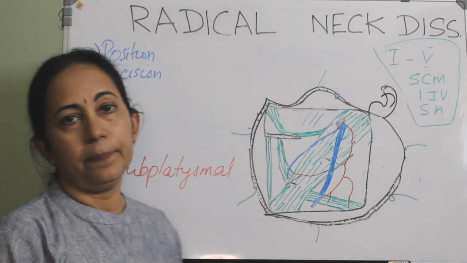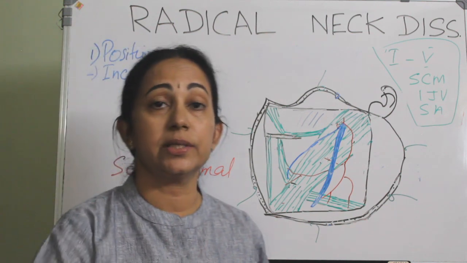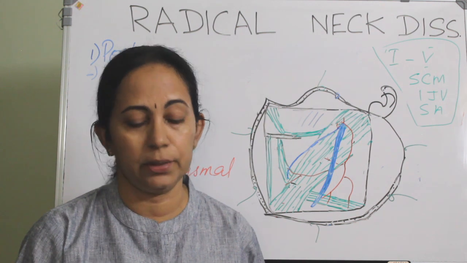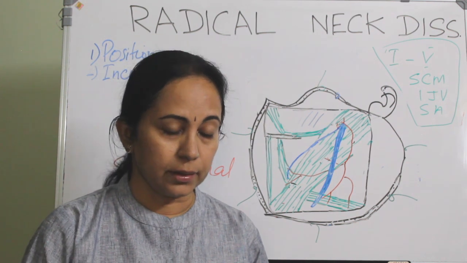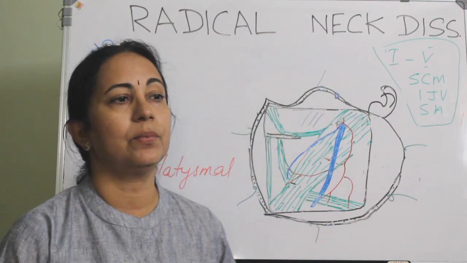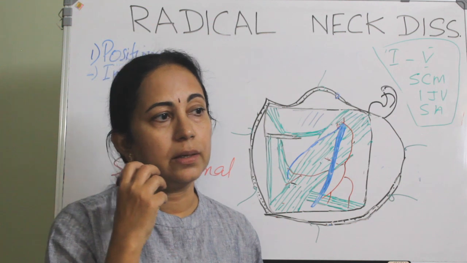And in the upper flap, there are two important nerves, one is very important and the second one is less important. Both are branches of the facial nerve. The most important one is the marginal mandibular nerve and the less important one is the cervical branch of the facial nerve.